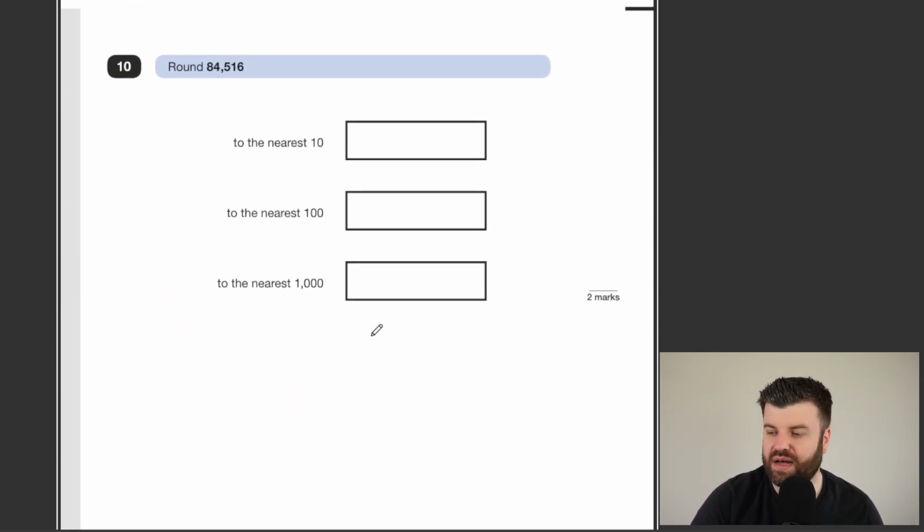Classic question. Comes up so often. It's just simply testing, can you do rounding? But it's going to use the same number. 84,516 rounded to the nearest 10. Well, 84,500 and is it going to be 510 or 520? Well, look at the ones. It's a 6, so we're going to round up to 520.